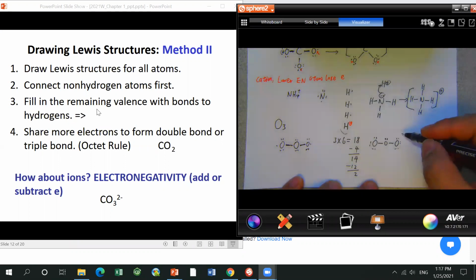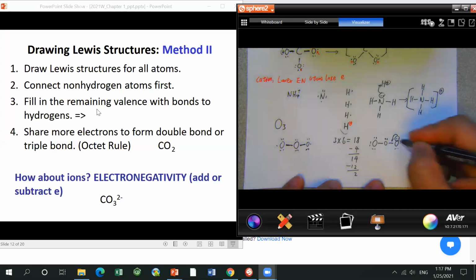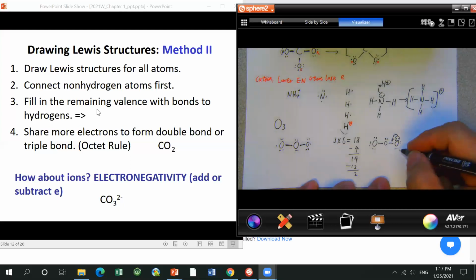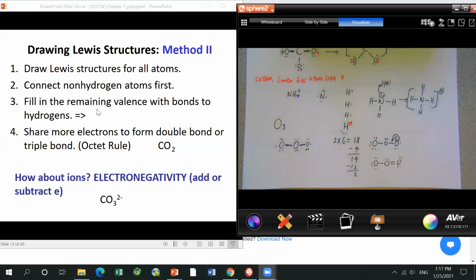Next you have to shift electrons, because the middle oxygen is surrounded by only 6 electrons. That doesn't matter. You can shift this pair of electrons to build up all the bonds, and eventually that gives you the right structure. It should look like this. So that's the ozone Lewis structure.